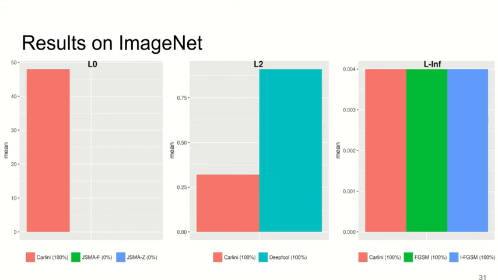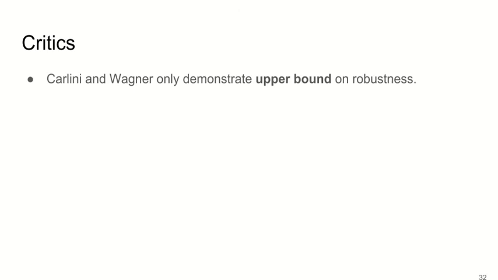So let's take a critical standpoint and think about this paper. Carlini and Wagner demonstrate an upper bound in robustness. This doesn't give us any guarantee, or not even an understanding of a guarantee, on how good the robustness of the network is. So we know when we can break the network, but we don't know when it actually works. So it is not very useful for neural network verification, but it's useful for breaking defended networks.